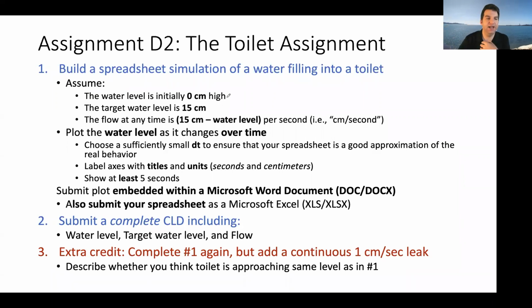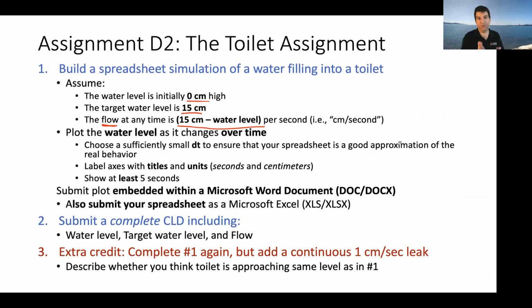So we are assuming that the toilet tank water level is initially 0 centimeters high. It has a target water level of 15 centimeters, and the flow at any time is going to just be 15 centimeters minus the water level. In the past, our flow was number of bacteria divided by W. Now there's no population involved. Our flow is just going to be this expression. It's going to be 15 minus whatever the level is. There's no multiplying by the level or anything like that. So this ends up being the expression that you'll put into the spreadsheet.